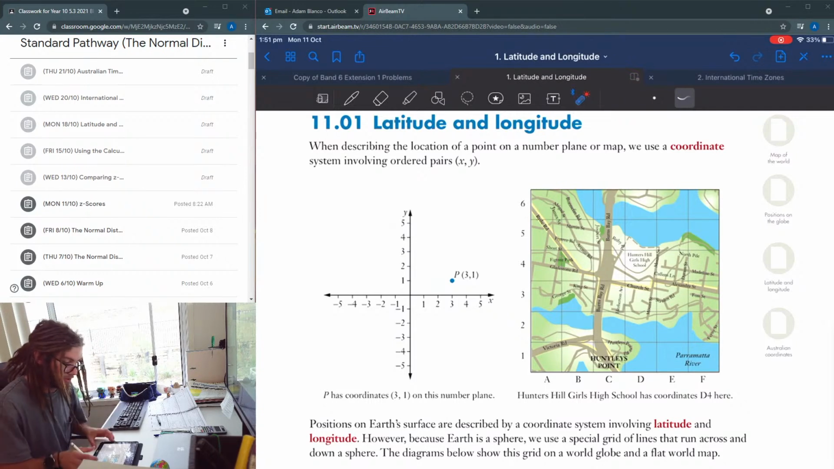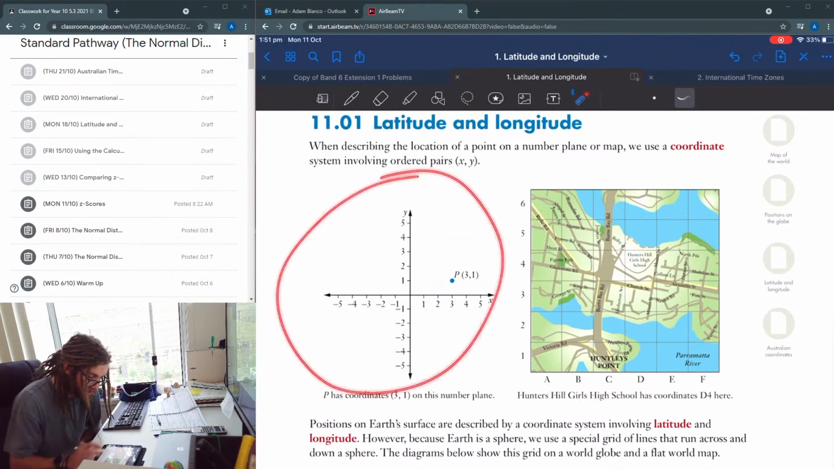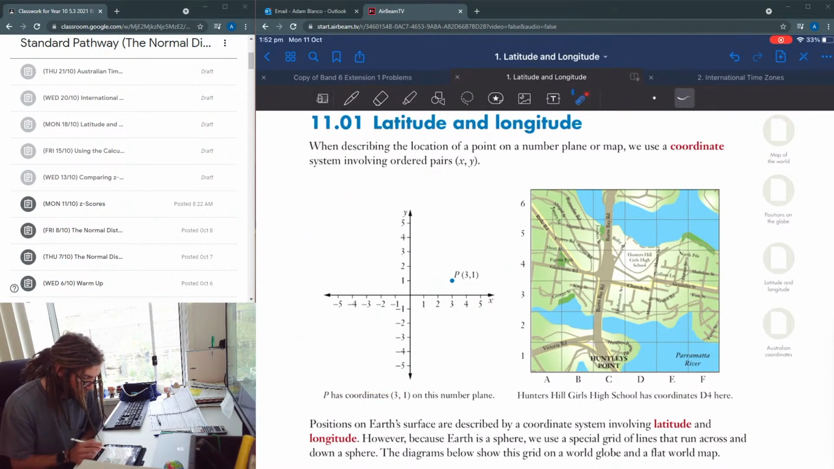So the first thing you might know about latitude and longitude is that that's something you learn about in geography. And it comes from, talking about a little bit of maths here, our coordinate system. So on the left here is our Cartesian plane or our number plane, and we have an ordered pair. So our ordered pair here might be like 3 and 1. That just means I go across 3 and up 1, and that's how I determine a point.